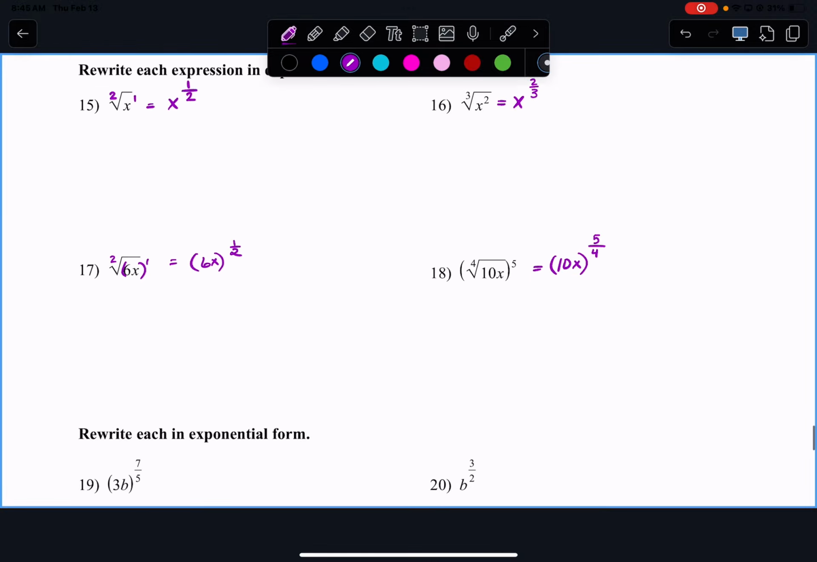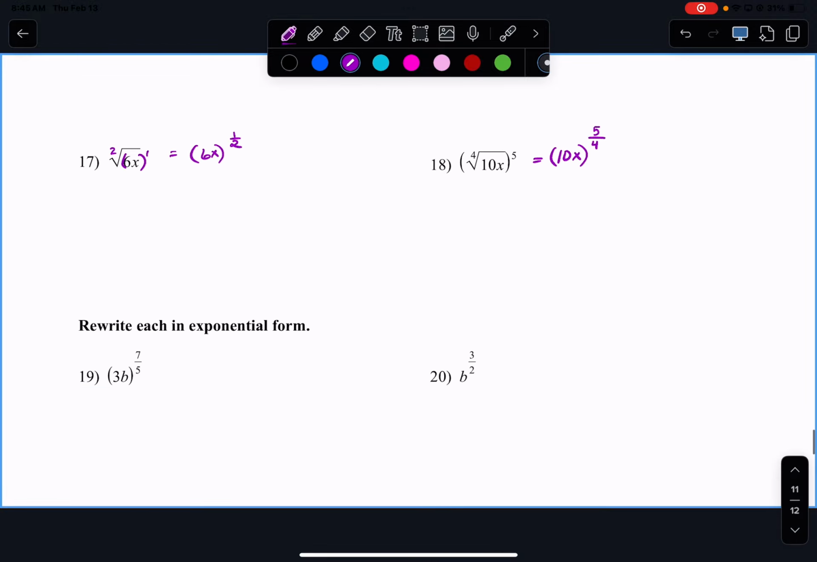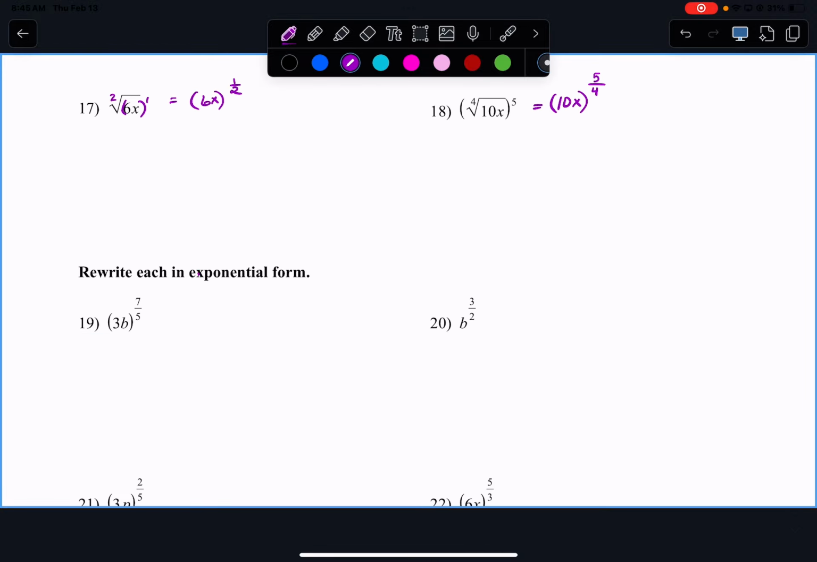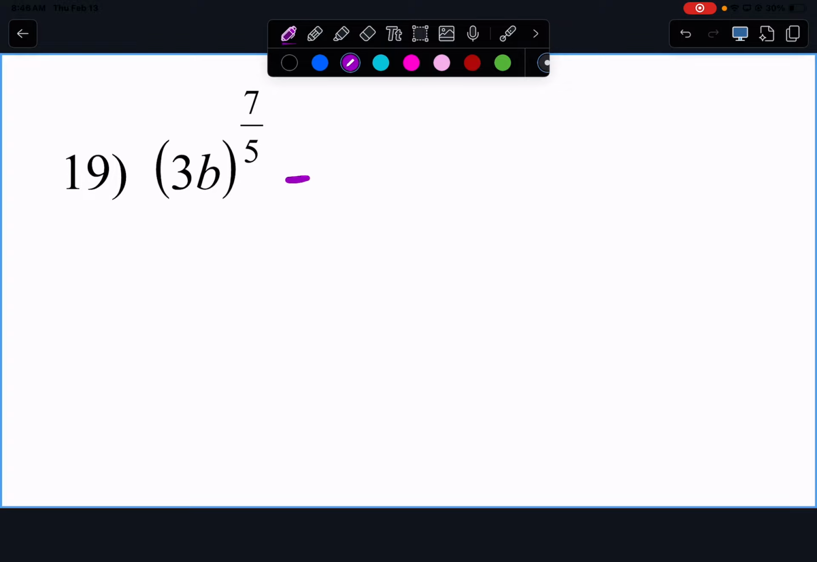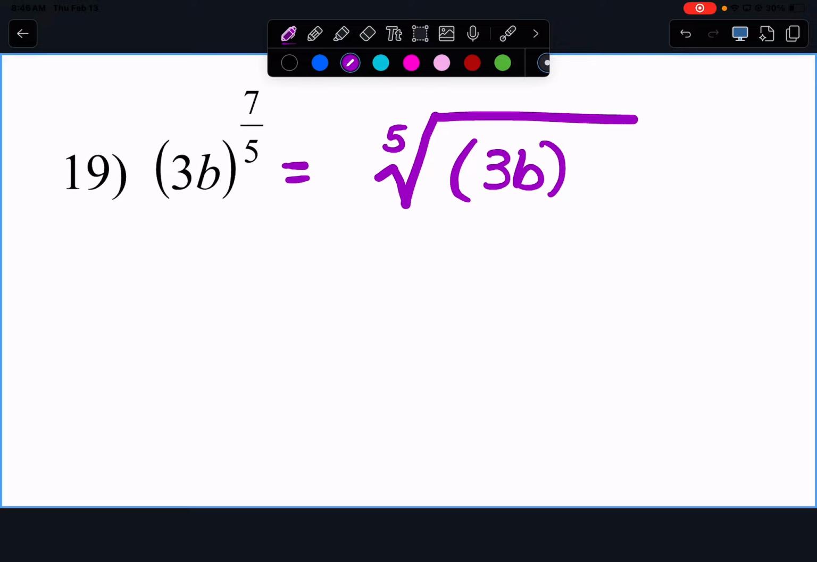Then the directions are written wrong for 19 through 22. That is supposed to be to write each in radical form. So we're taking it from exponents back to radicals, the opposite of what we just did. So we write our radical, put the denominator of the fraction as our root, and then we just put 3b to the 7.